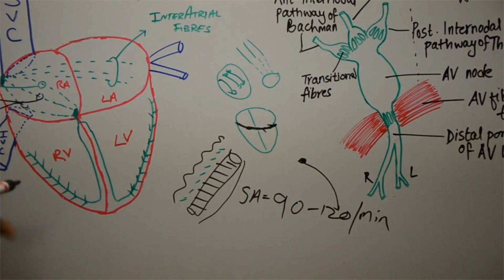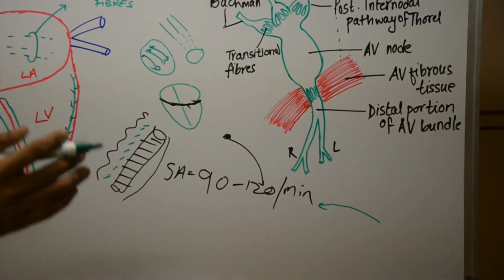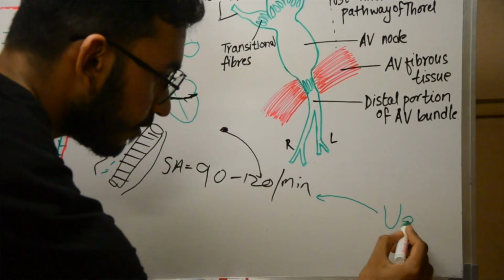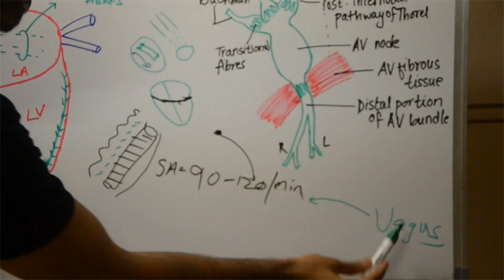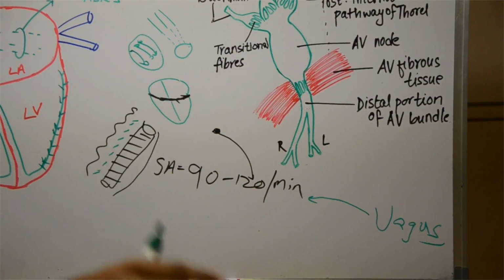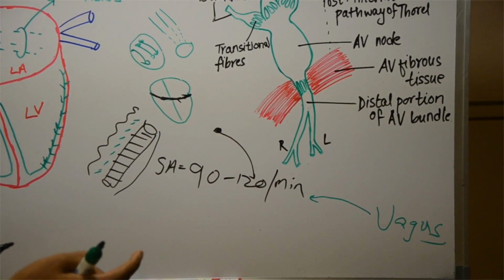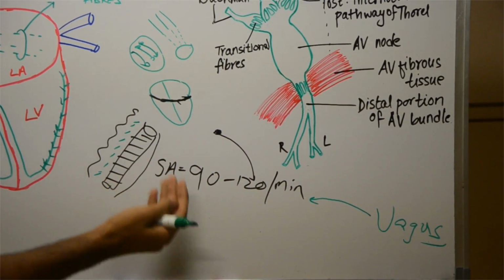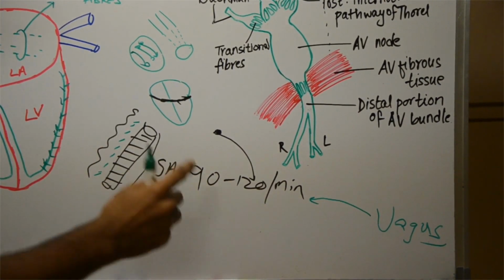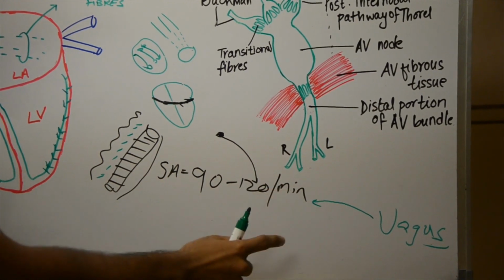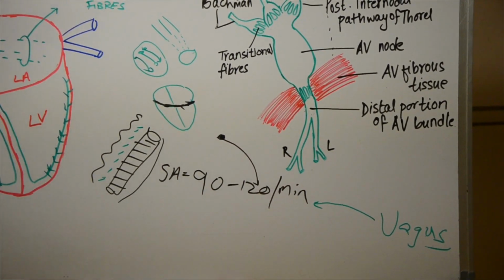The answer is there is innervation of a very important nerve in the body called the vagus nerve. How exactly the vagus acts and how exactly it reduces this intrinsic heart rate, we'll come to that later. For now, just remember that the intrinsic heart rate, or the rate at which the SA node produces impulses, is 90 to 120 beats per minute, and that is reduced to the normal limits by the activity of the vagus.